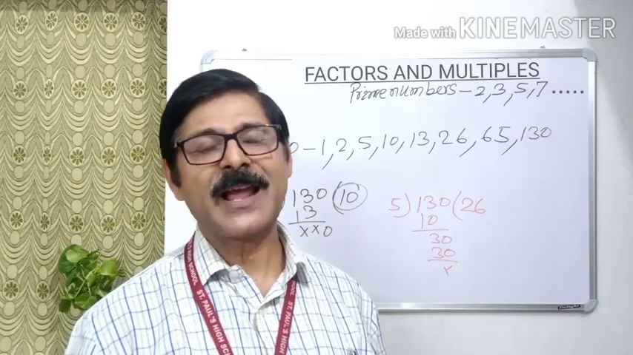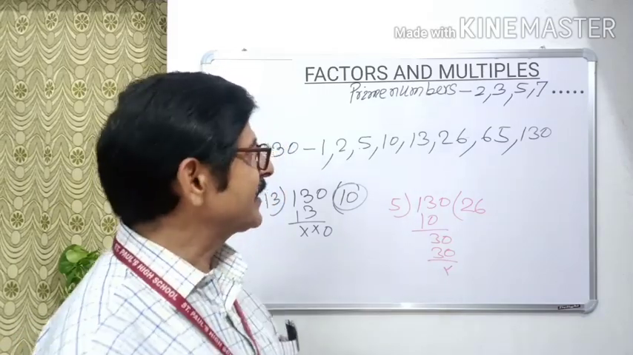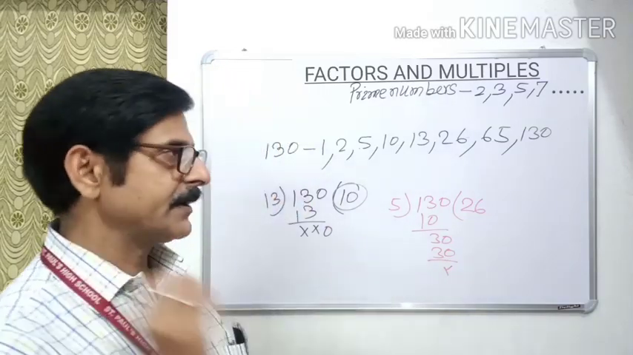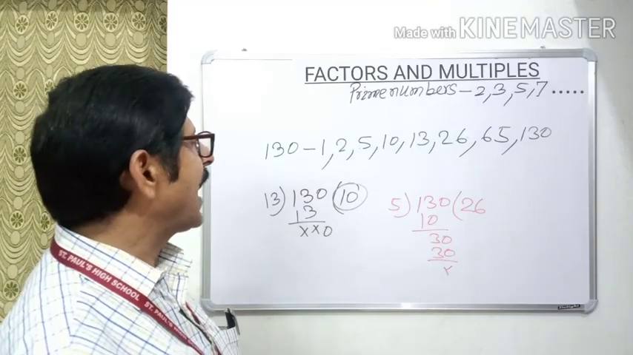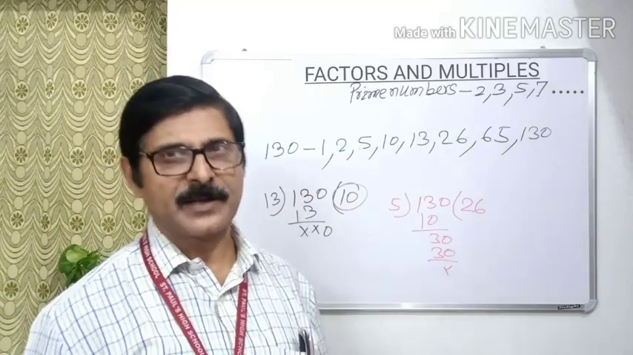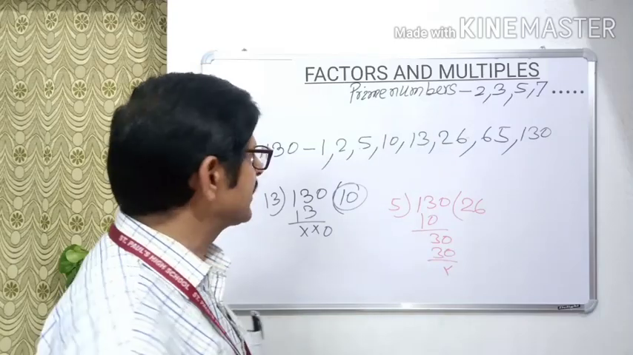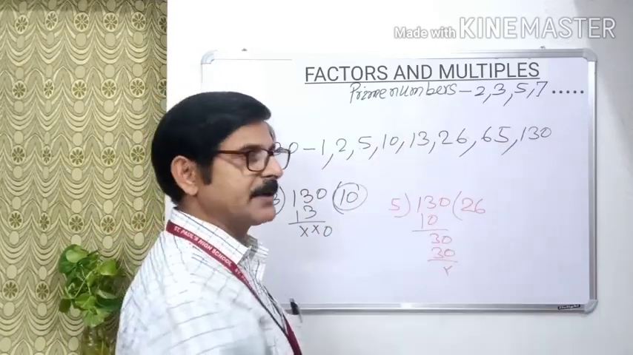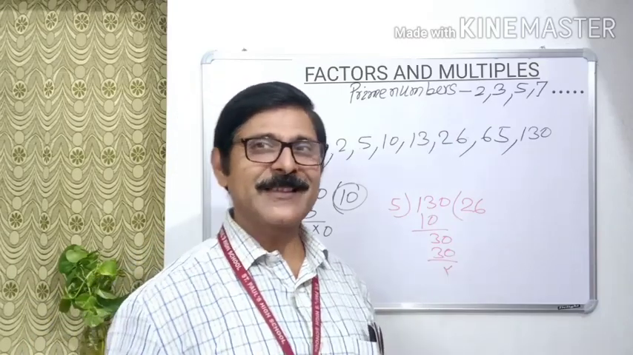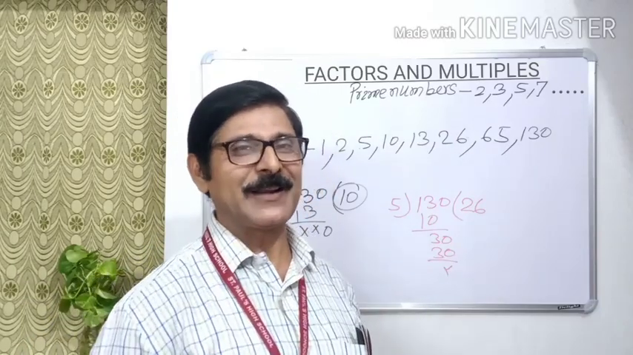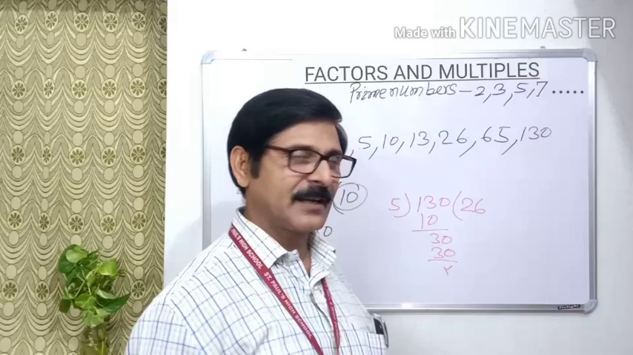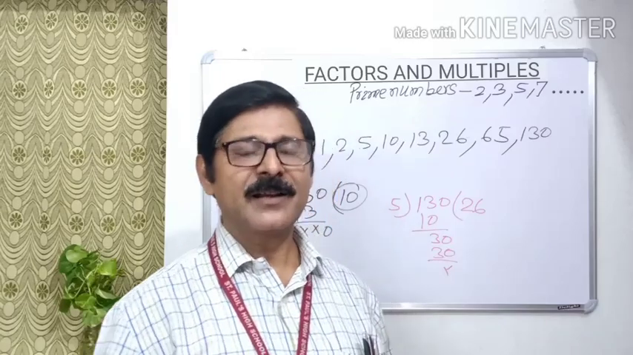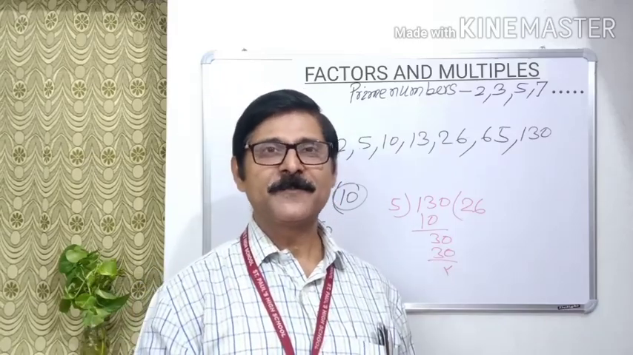So what I want you to do, write numbers from 1 to 100 and write all the factors of the given numbers. Use divisibility test, use this mechanism, how to do it, and enjoy. This is your homework, this is your learning. In the next class, we will learn another way to find prime number.